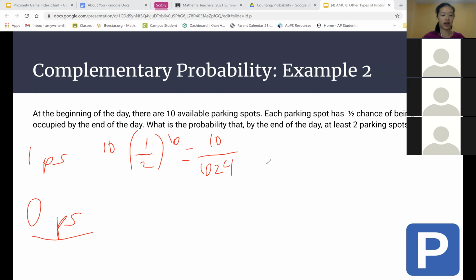For 0 parking spots open, how many ways are there for that to happen?